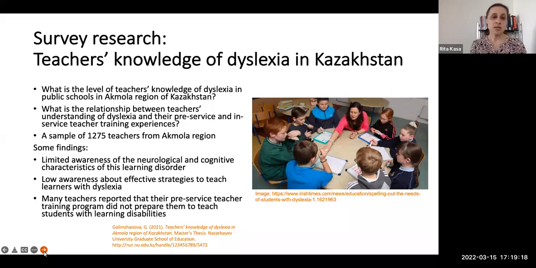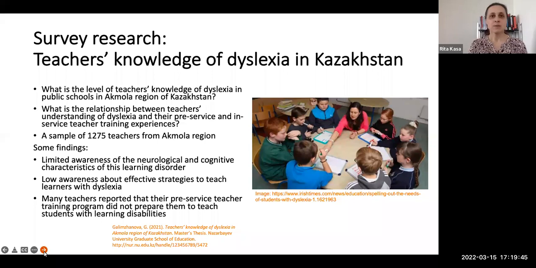So this study actually has very good applied value in terms of indicating that pre-service teacher programs should certainly include training for teachers on how to work with students who have learning disabilities such as dyslexia, dyscalculia, and some others. And also in-service teacher training would need to focus on these aspects.